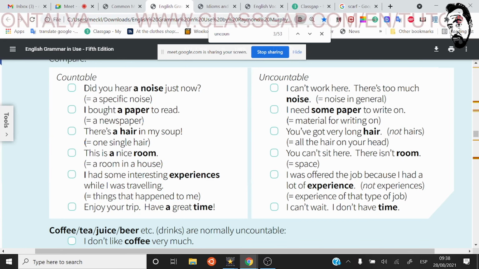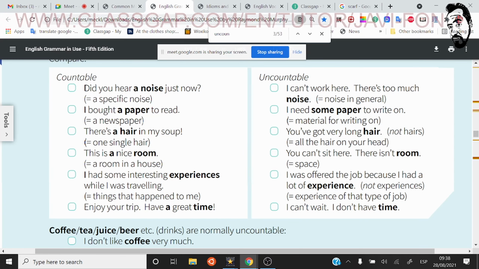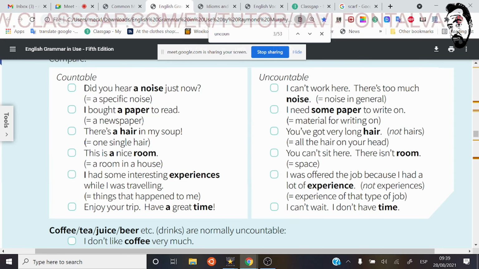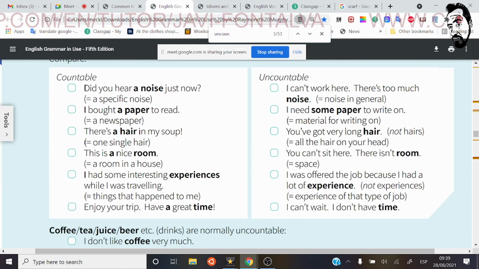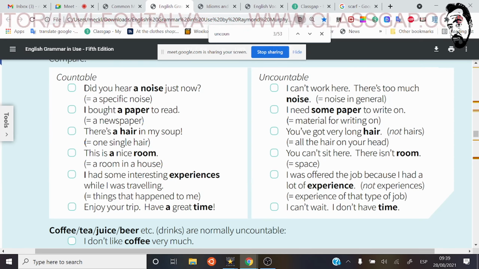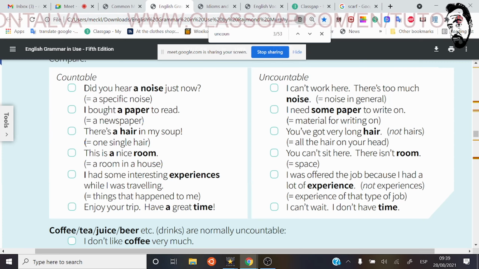You can sit here. There isn't where, but no hay donde. No te puedes sentar aquí, no hay... There isn't room. Okay, you can say there isn't anywhere to sit. It's also possible, but that would be a different sentence.